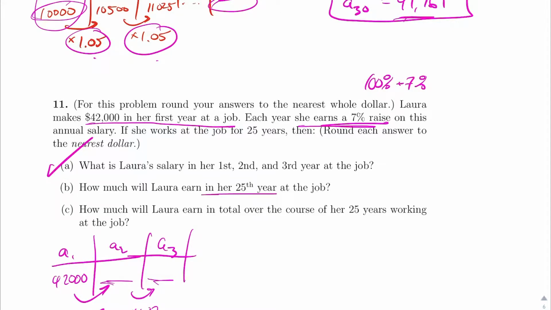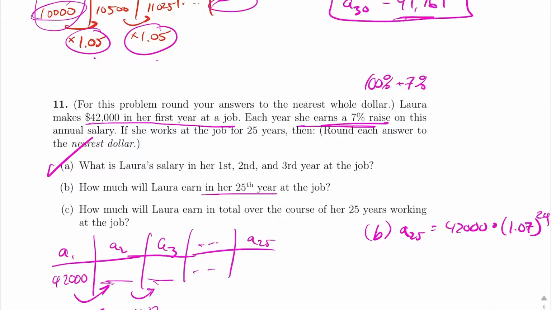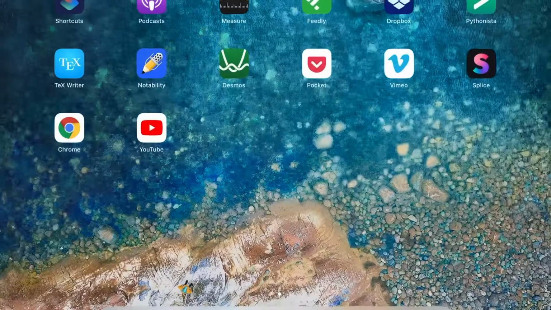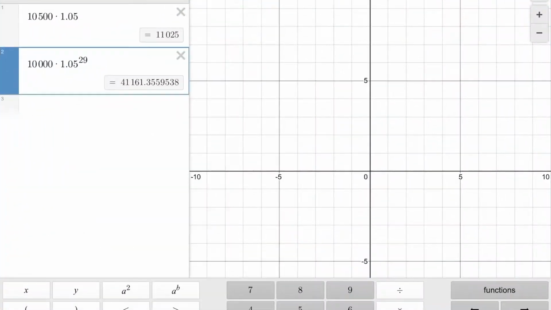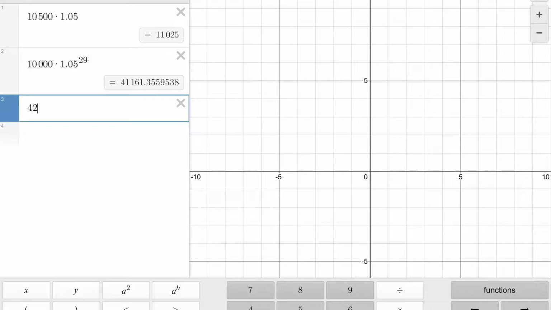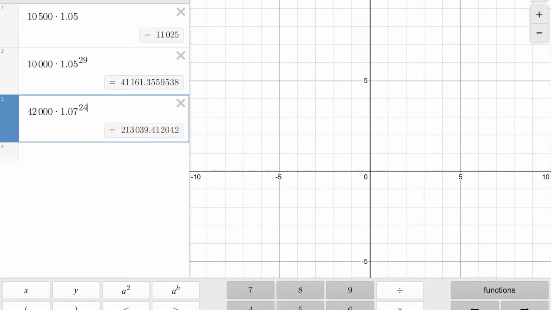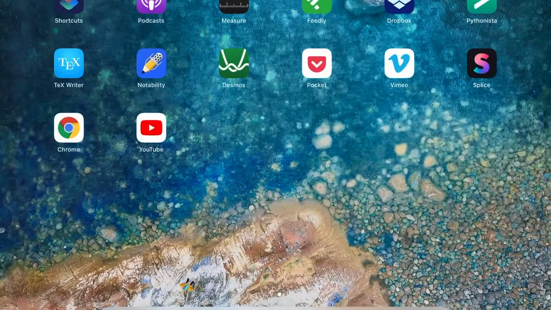For part B, in her 25th year, we'll take her $42,000 initial salary and we'll multiply it by 1.07 24 times, 24 steps between these two. To the 24th power, I think, $213,039.